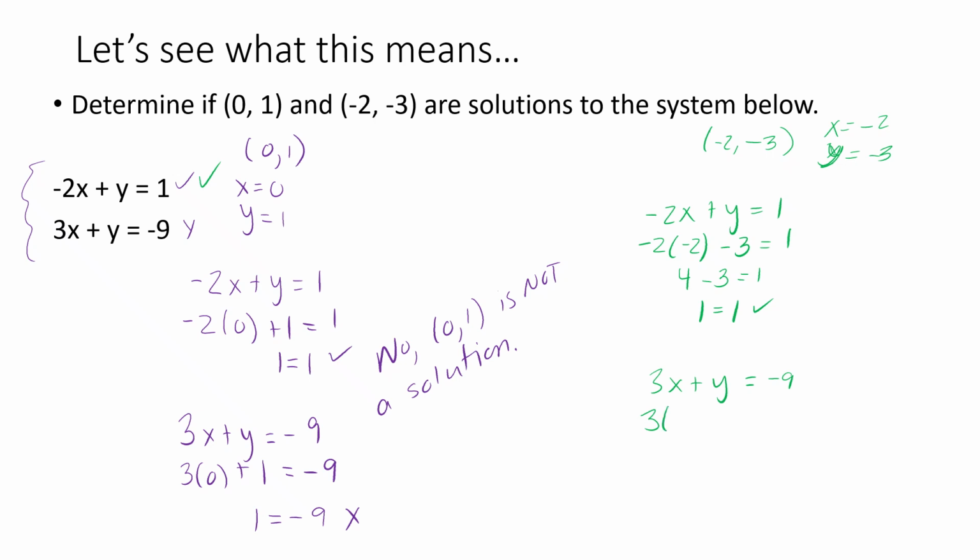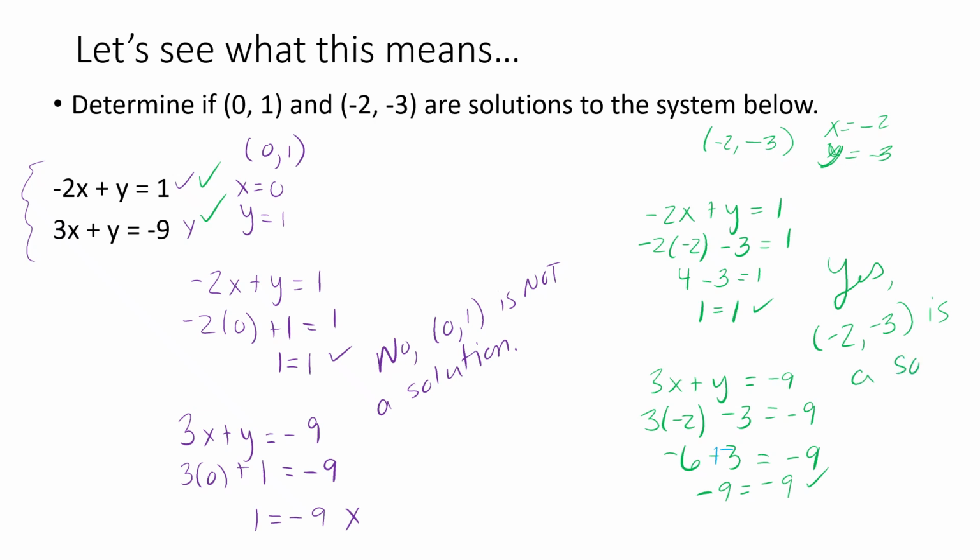And we're plugging in x is -2 and y is -3. 3 times -2 is -6, and -6 minus 3. Now, it might help you here. I do this all the time, or I say it might help you to think of that as plus negative. So -6 plus -3 is indeed -9, making both of them true. And so, yes, (-2, -3) is a solution.